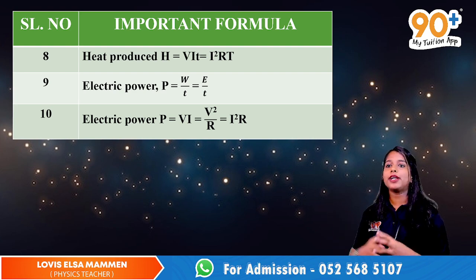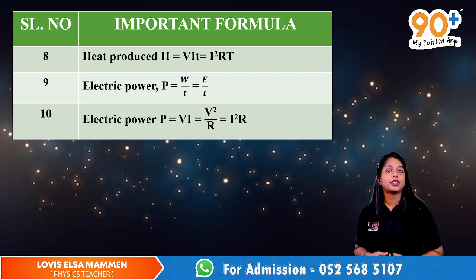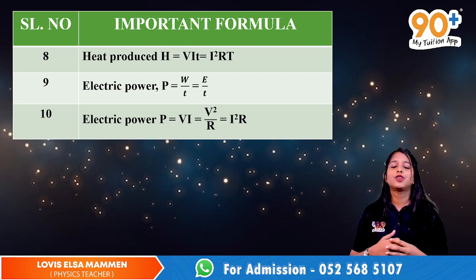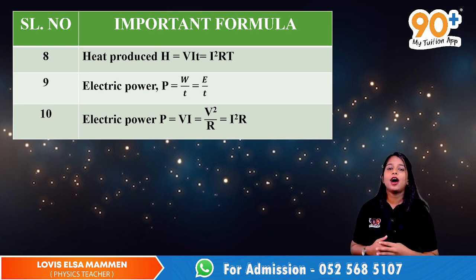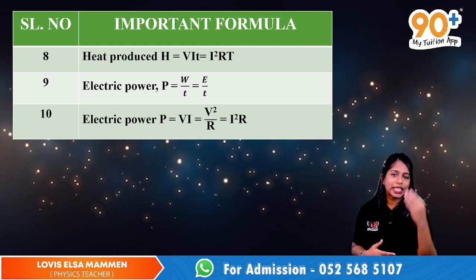The 9th one is about electric power. We represent it as P. We know that power is the rate of doing work, right? So P is equal to W by T, or we can write in terms of electrical energy, which is P is equal to E by T.